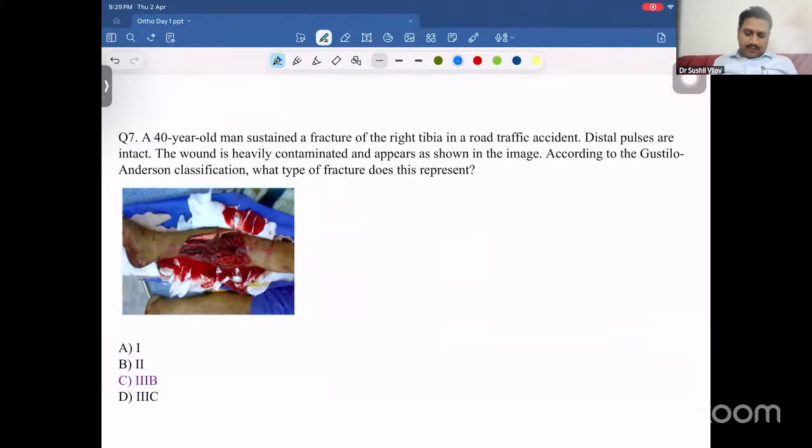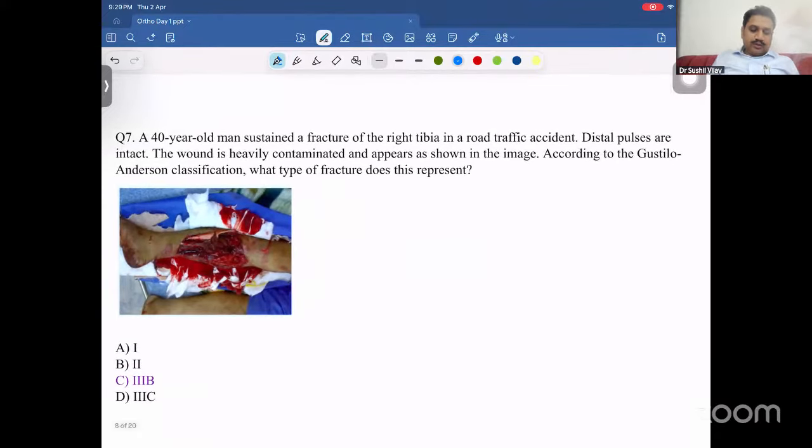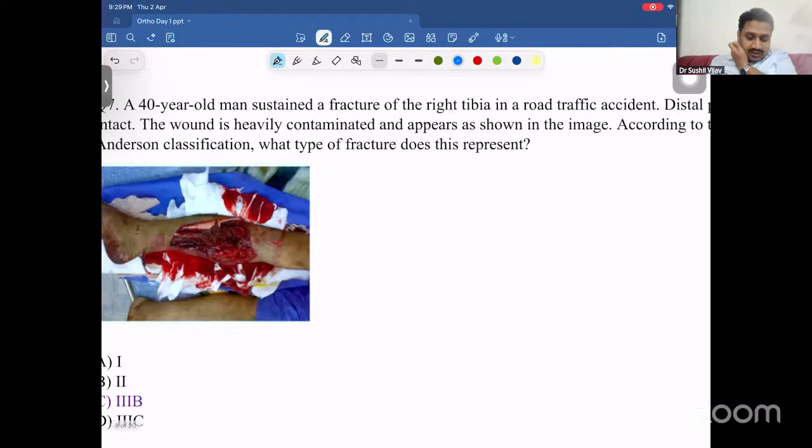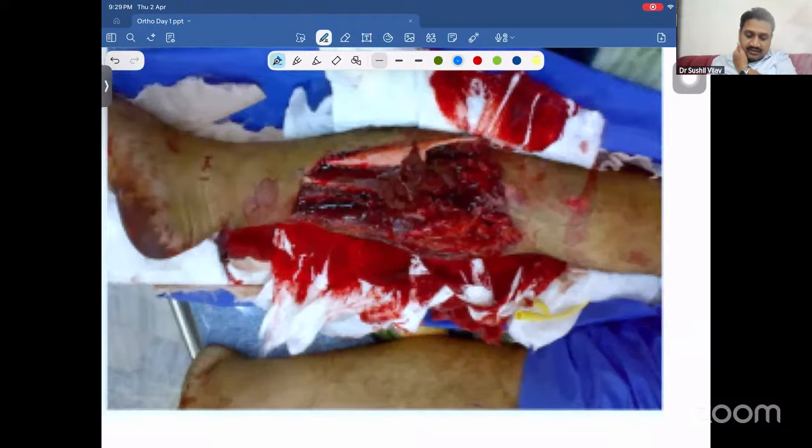इसका आंसर बताओ. What is the answer for this? A 40-year-old man sustained a fracture of the right tibia in RTA. Distal pulses are intact. The wound is heavily contaminated and appears as shown below. So this is your injury. You can see the bone outside the skin, right? The bone is already outside the skin. Okay.